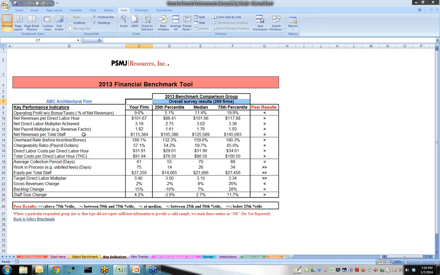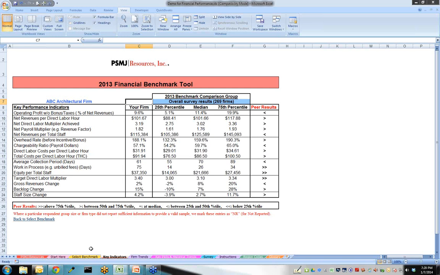We can also look at net revenues per total staff, overhead rate as a percentage of direct labor, chargeability ratio, again based on payroll dollars, not on hours, average collection period in days, for AR, same thing for WIP, all the way down to backlog change, etc.